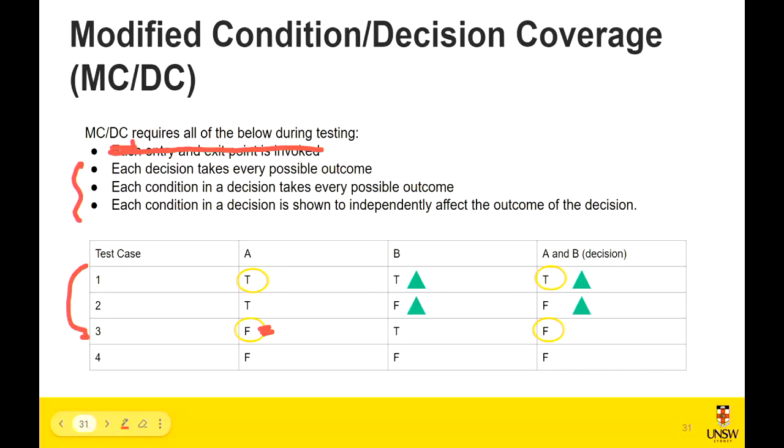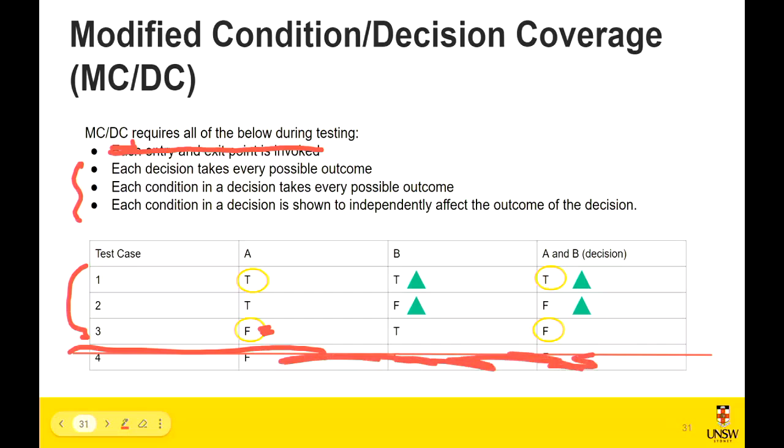So in this case, actually the first test case is kind of redundant. So we don't need this first test case. We can remove it. And that's about how we calculate MCDC.